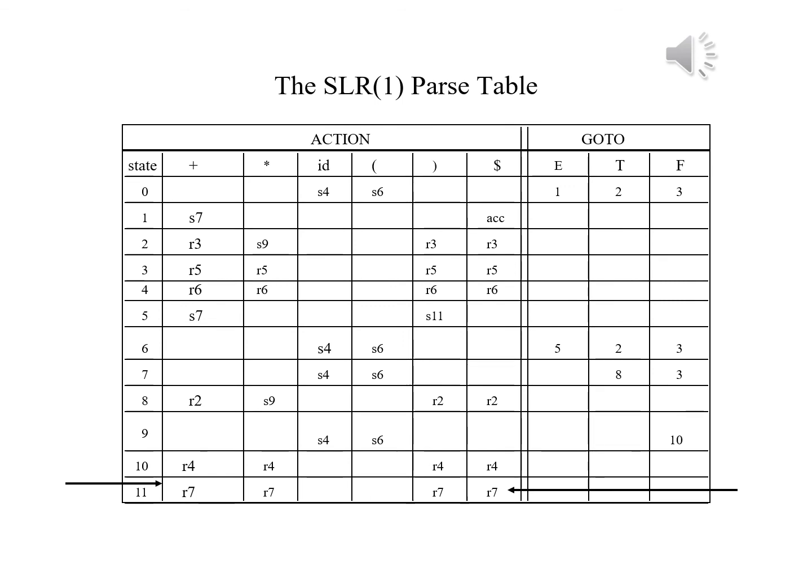State 11 has only 1 item, a final item, F derives open paren E close paren dot. The follow set of factor includes plus, times, close parenthesis, and end of file marker. So for all 4 of these look-aheads, the action is reduce by production 7. We now have derived a parse table for our grammar as an SLR(1) grammar.